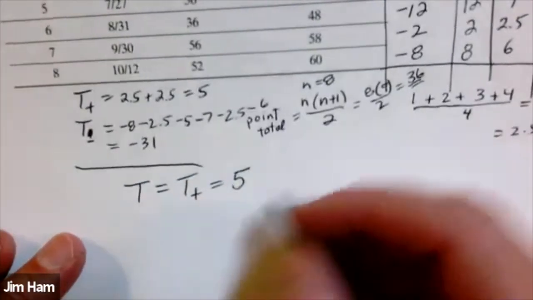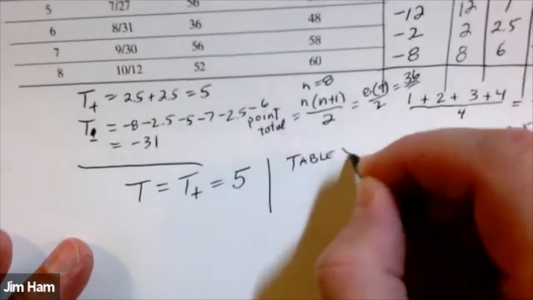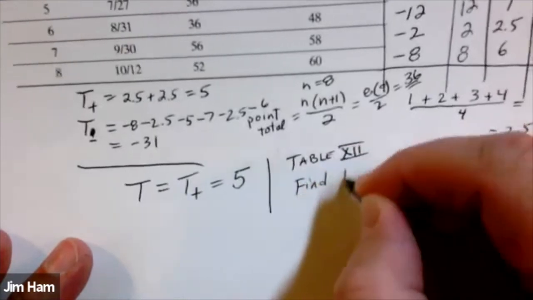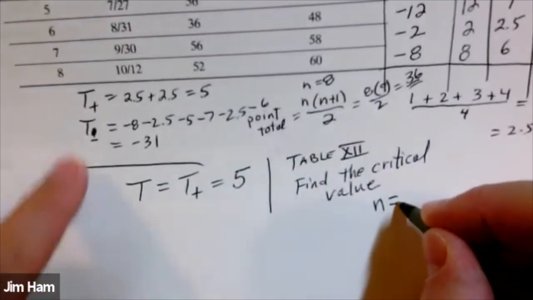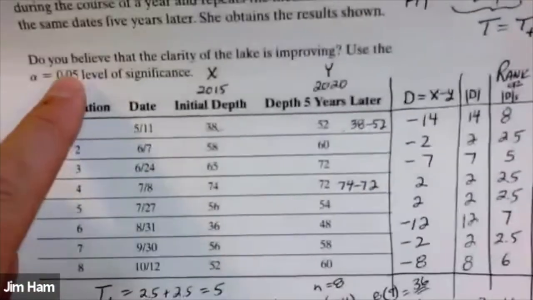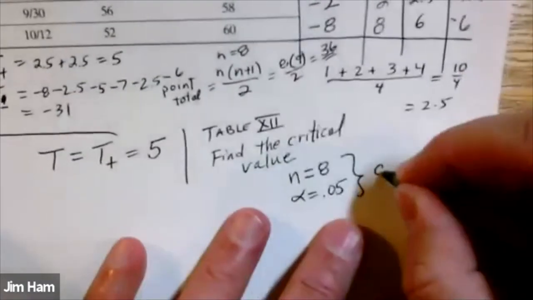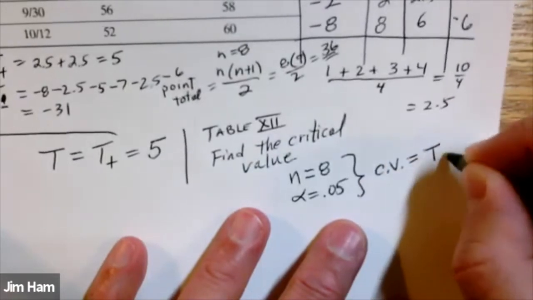Okay, now I'd like you to go to table 12 and find the critical value. What you need is you need to know that n is equal to 8, and you need to know that alpha is equal to 0.05. And that's it, the critical value. The symbol that we give to the critical value, since this is a one-tailed test, is T of alpha.